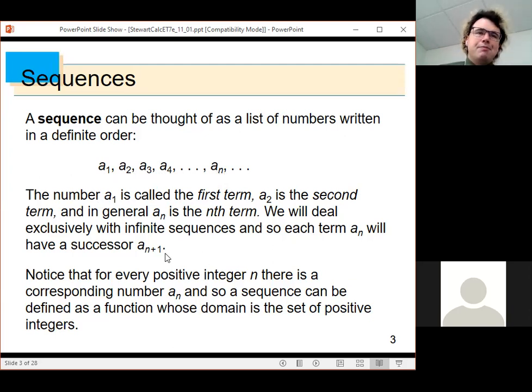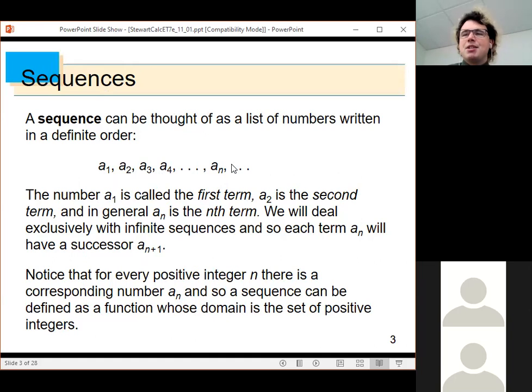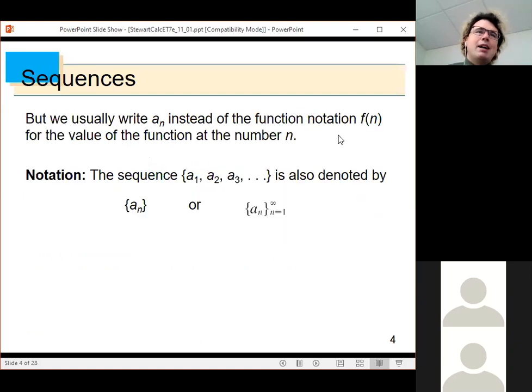Now, if you like, since every positive integer will have a first entry, a second entry, and so on, every n will have an nth entry in this sequence. You can also think of a sequence as a function where your input is the integer n, and the output is the nth number in the sequence, the nth number in this list. All right, so that's very abstract.